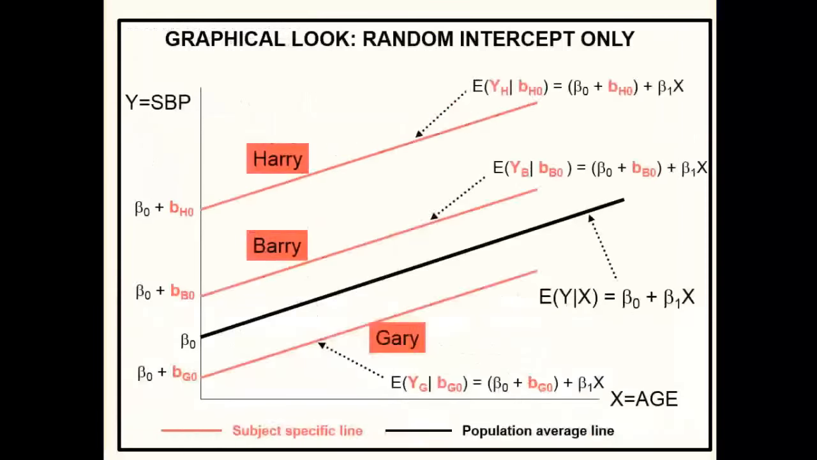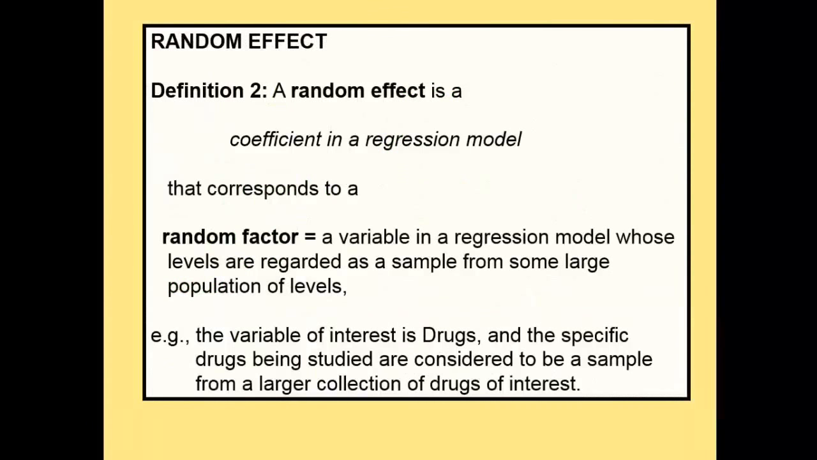Now, there's even a second way to talk about this, and I'm just going to be brief about it. A random effect is a coefficient in a regression model that corresponds to a random factor. A random factor is a variable in a regression model whose levels are regarded as a sample from some large population of levels. This is a different way of talking about what a random effect is. You might have heard it this way when somebody first talked about analysis of variance somewhere.